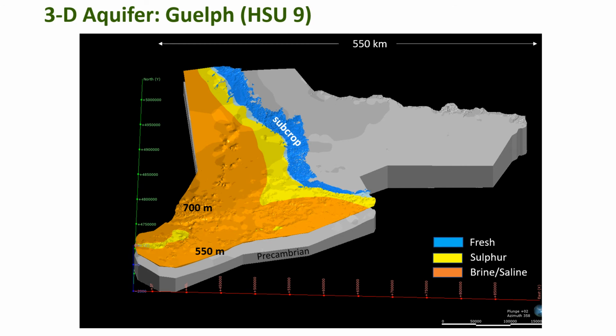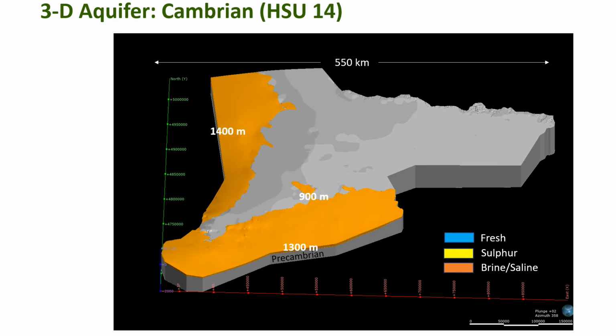This slide is for the Guelph aquifer, showing the hydrochemical zonation from a depth of approximately 700 meters to subcrop. This is the deepest of those bedrock groundwater aquifers, the Cambrian. It's entirely brine. There is no subcrop exposure of the Cambrian in southwestern Ontario.